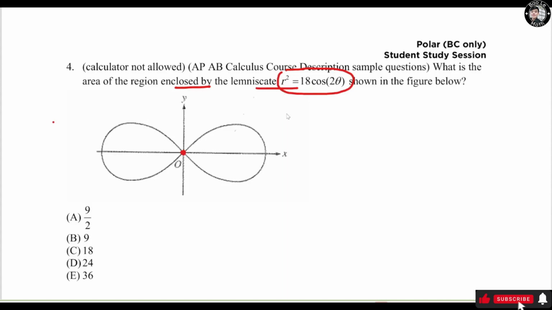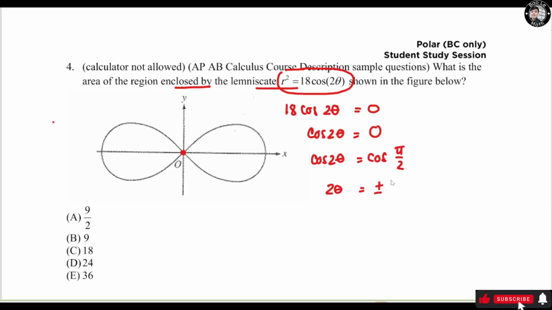So r squared equals 0 is the same thing as 18 cosine 2 theta equals 0, right? So cosine 2 theta equals 0 divided by 18, it could be 0, right? And then cosine 2 theta equals cosine of pi over 2, right? So 2 theta equals plus and minus pi over 2, right? Remember, this is what you learned from AP Precalculus, so make sure you review this concept, right? So divide both sides by 2, you have theta equals plus and minus pi over 4, right? So this one is negative pi over 4 right here. And this one is positive pi over 4, right?